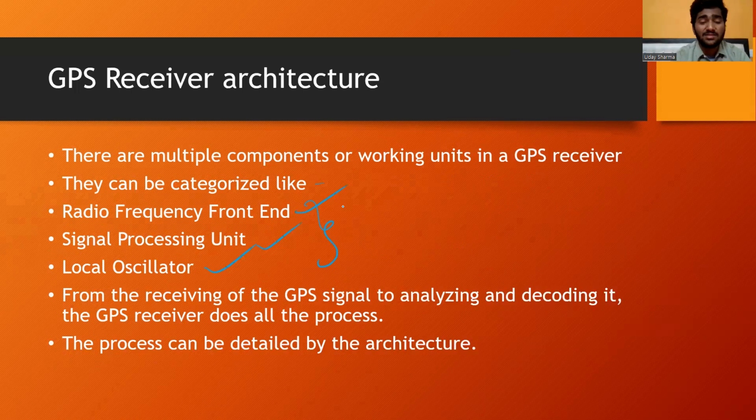As we know, the GPS receiver receives the signals. It analyzes the signals, because we don't know what the signal means by itself. So it should be decoded, analyzed, and shown to us where we are or where we are going to be. The process can be detailed in the architecture.